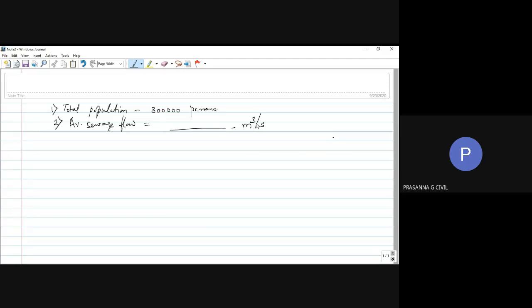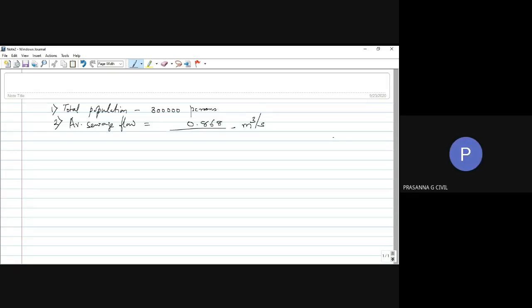Anyone who has calculated can tell the answer. 0.868 meter cube per second. Yes, this is the answer whoever told just now. 0.868.